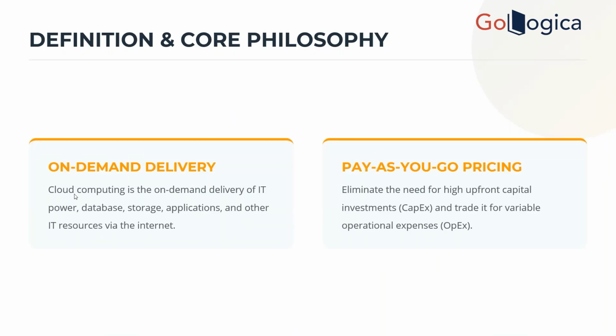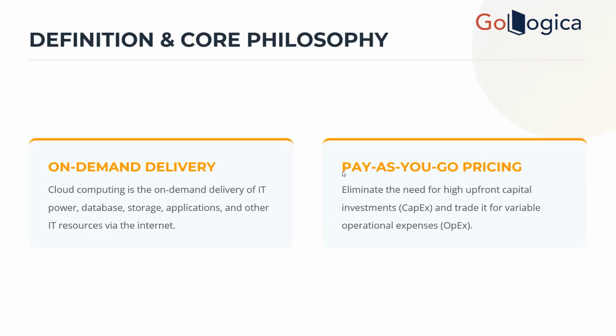Cloud computing, basically, is on-demand delivery of IT resources over the internet. That is why, when we say AWS, Amazon Web Services, web services means it is accessible over the web, the internet. And the most important advantage of cloud computing is pay-as-you-go pricing. We only need to pay for what we use.